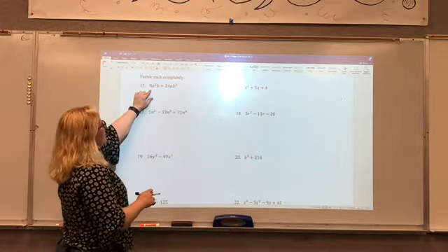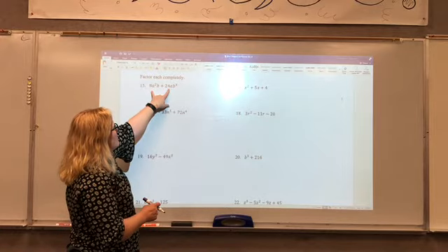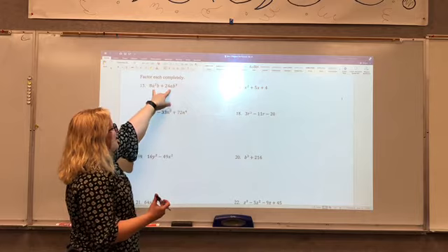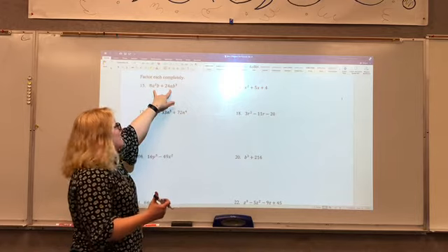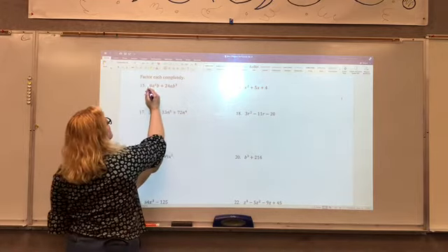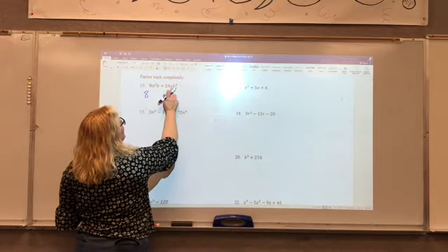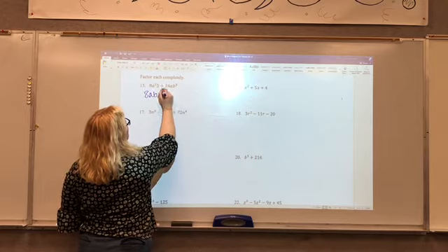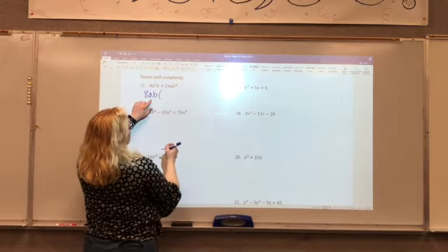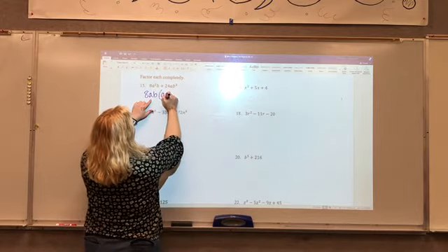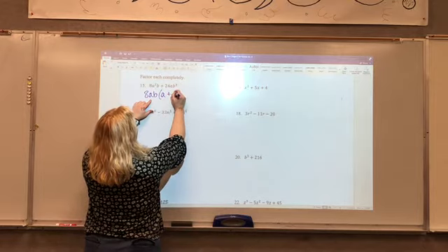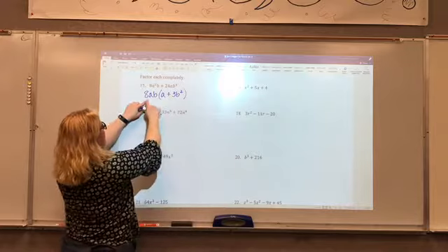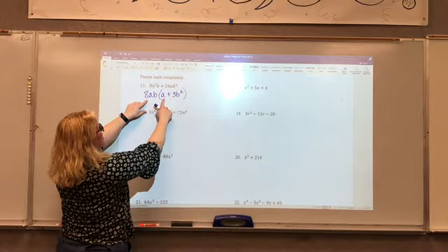All right, so for this first one, I am looking for numbers and variables that I can divide out of both of these. And I notice that I can take out an 8. I can also take an A out of both of these, and I can also take a B out of both of these. So once I divide those out, I'm left with A plus 3B squared. And how do I know if I'm right? Well, if I distribute, I get what I started with.